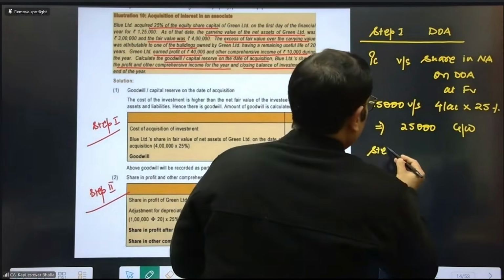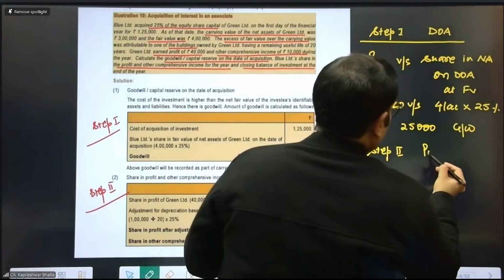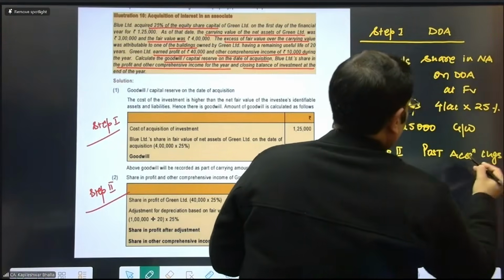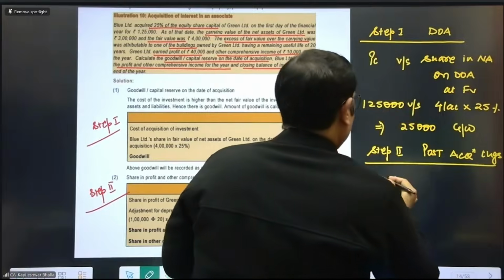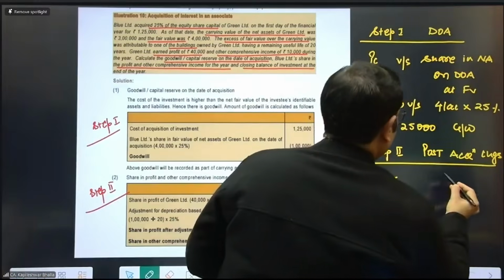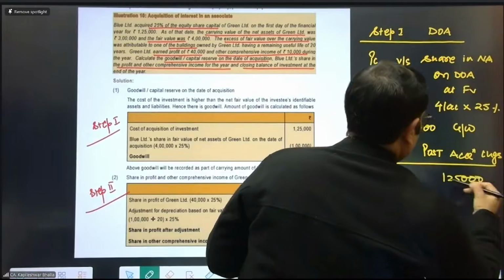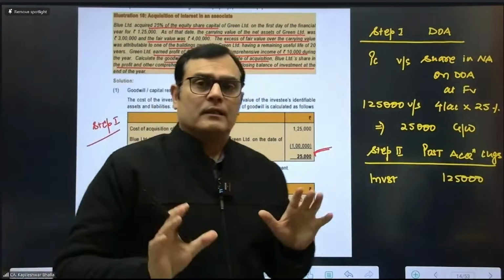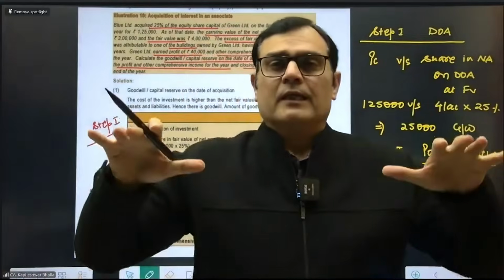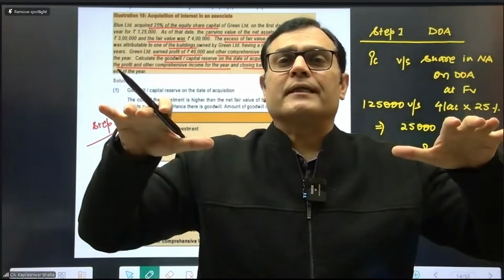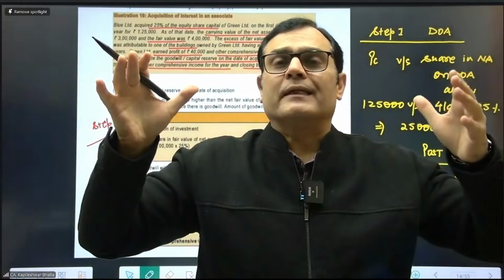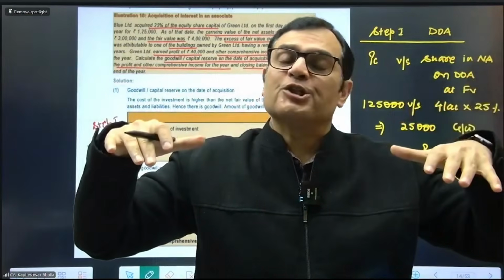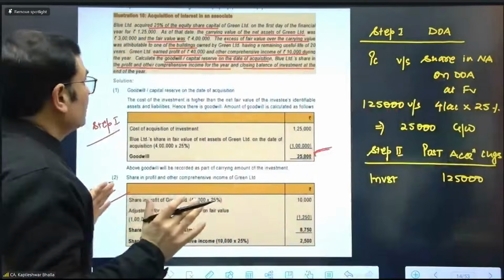The step number 2 is on the post-acquisition changes. For this, we will take the investment as a base, that is 125. Now, what we need to do, you will track the changes in the net assets. If it goes up, investment debit, share. If it goes down, investment credit, share. So let's read the inputs.